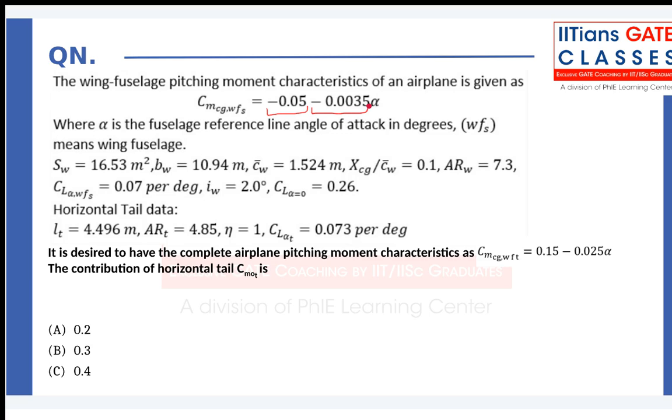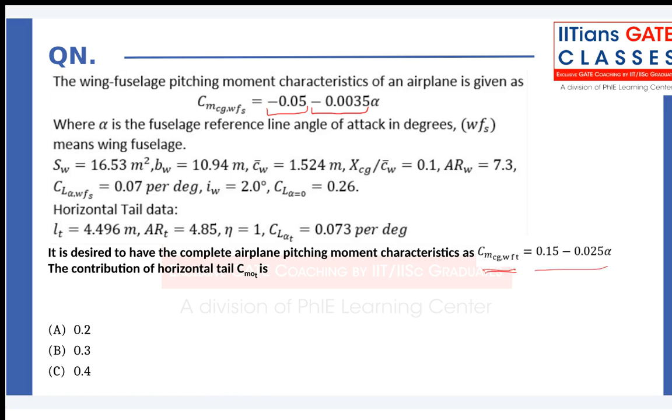Then they've given you the horizontal tail characteristics. They've given you the moment arm, aspect ratio, efficiency factor, and the slope of the lift curve slope of the tail. Again, it is in per degrees. Now let's look at the questions. Question is, it is desired to have the complete airplane pitching moment characteristics. That is, what is given to you is the contribution of the wing and fuselage. What they have told is that the entire aircraft, that is, wing, fuselage, and tail contribution should be this. So, what is CM not tail?